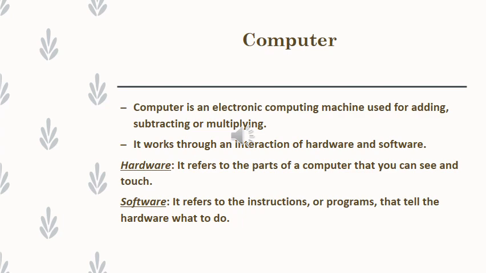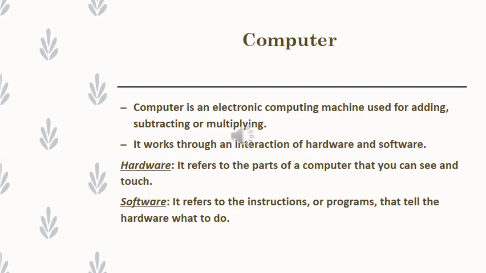Let's start today's lesson with the topic computer. What is computer? We all know computer is an electronic machine which is used for adding, subtracting or multiplying. It works through an interaction of two components of the computer, hardware and software. What is hardware and what is software? Hardware refers to the parts of computer that you can see and touch. And what are these? Keyboard, mouse, printer, CPU, etc.